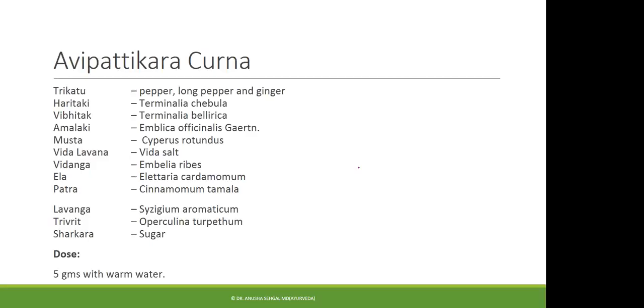So Avipatikara Churna can be used in Vātaja or Kaphaja types, but definitely you do not want to use this for a Pittaja or Raktaja type. Okay? You're better off just using Takra with a Pitta and a Raktaja type than Avipatikara Churna. Okay?